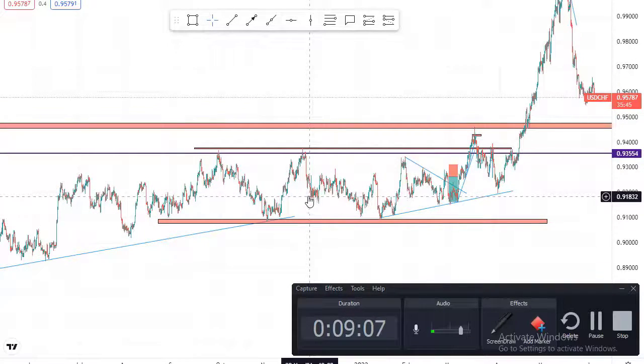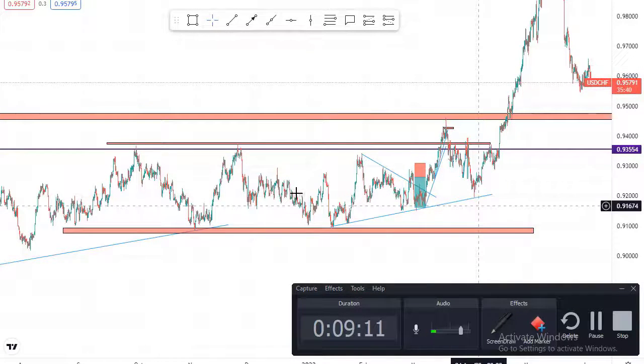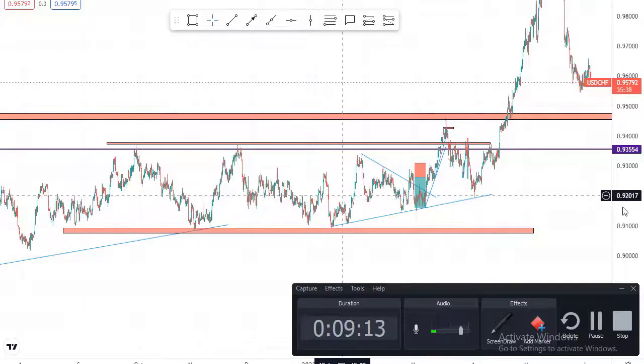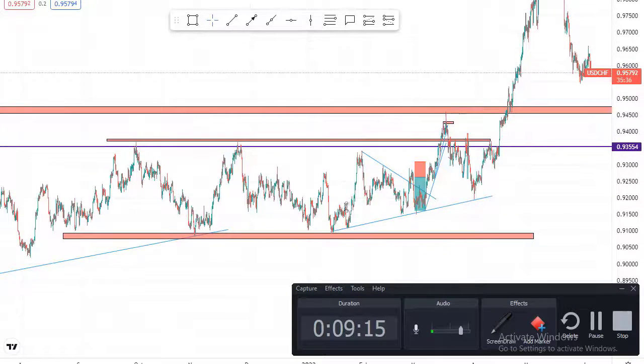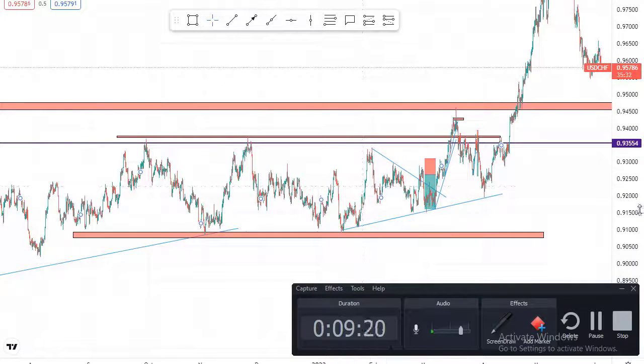As you can see on my chart, I've already made the analysis because I do not want to waste time drawing all these charts. I don't want the video to be too lengthy. I want it to be straight to the point so that every beginner can be able to understand it.